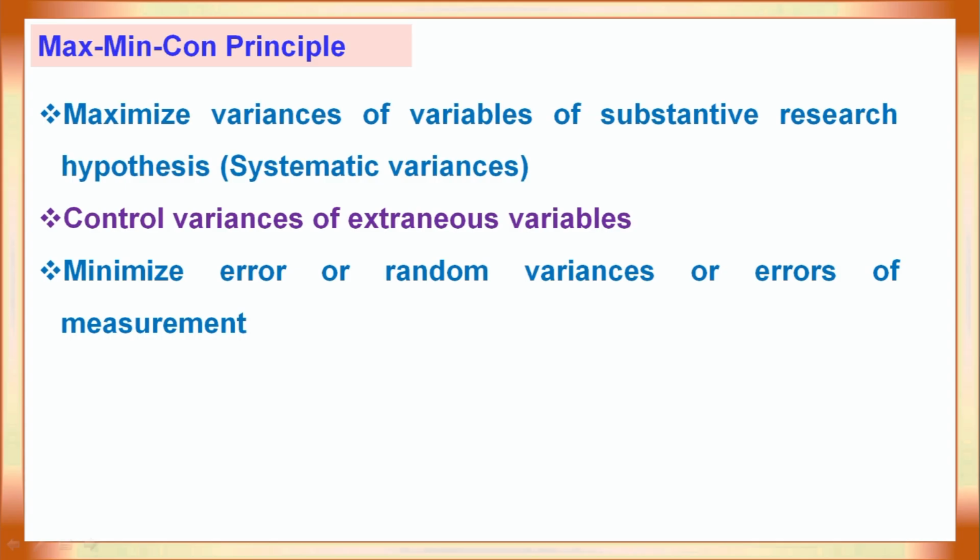Another part is error variance. Error variance may come from faulty measurement, or it may be because of a non-representative sample when you are using sampling as a part of the study.